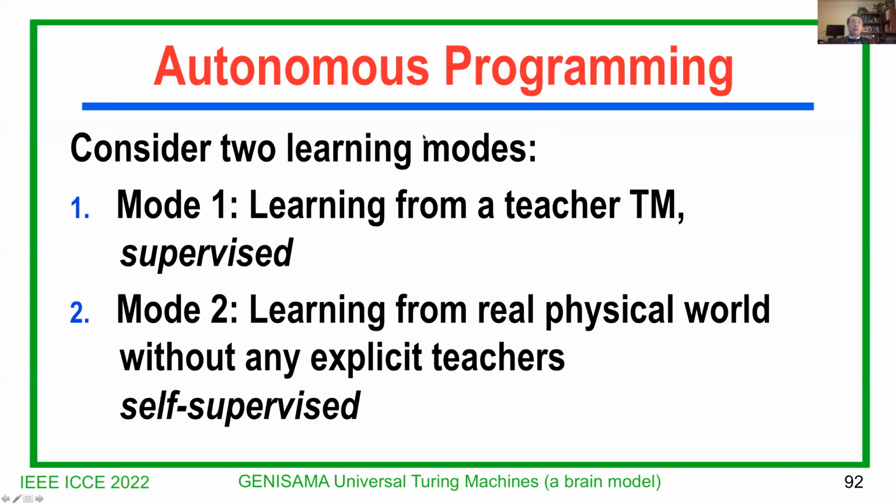And in autonomous programming, we have two learning modes, mode 1 and mode 2. Mode 1 is learning from teacher, and mode 2 is learning from the real world without explicit feature. As I said earlier, mode 2 is self-generated reinforcement or imitation. And mode 1 is the teacher sensory motor learning.